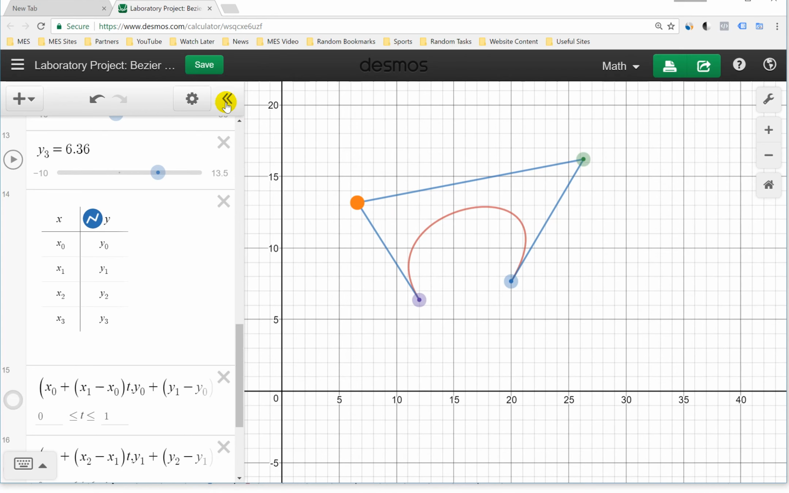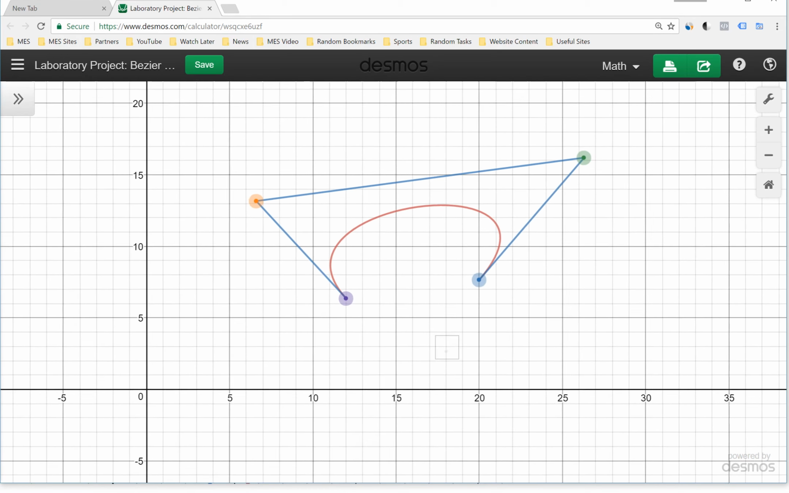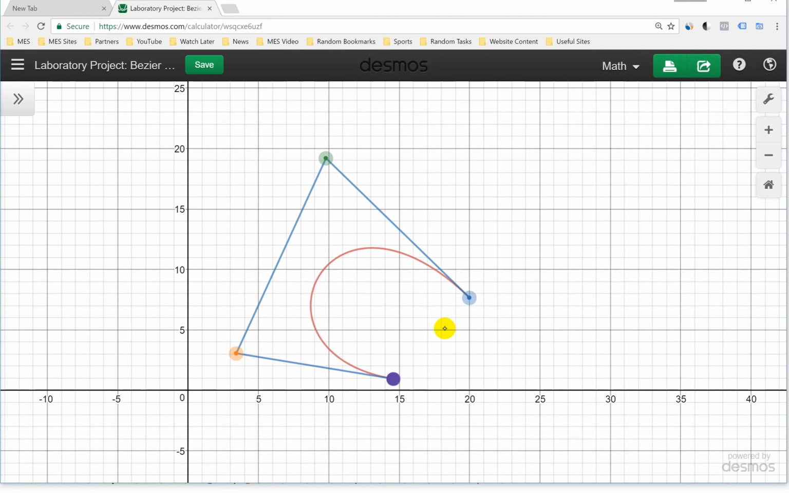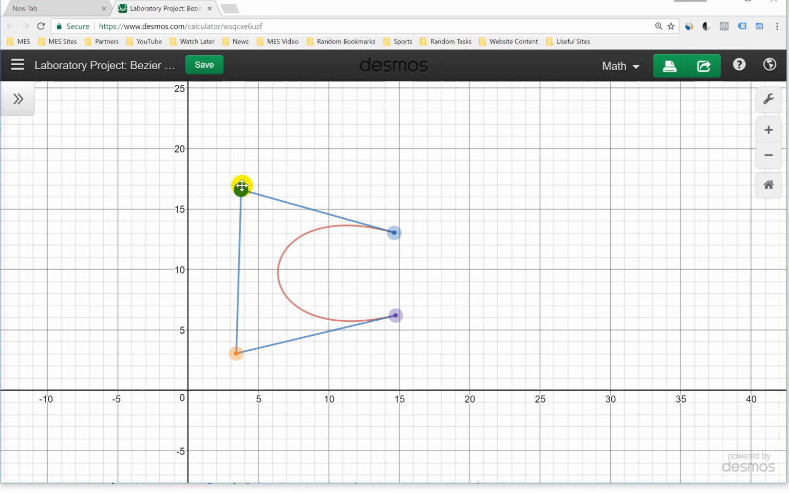I just wanted to show you guys this. I think I'll do another video on just this calculator, this Desmos calculator. It's absolutely amazing. So if you move this around, you can make a letter C. Let's see how this looks. So yeah, there you go. You can make a letter C.